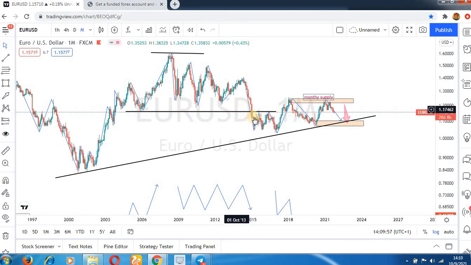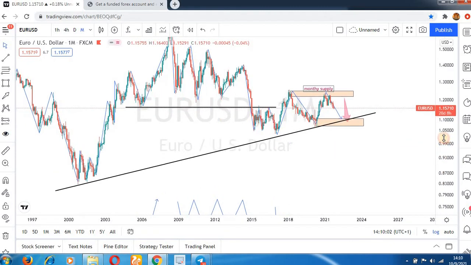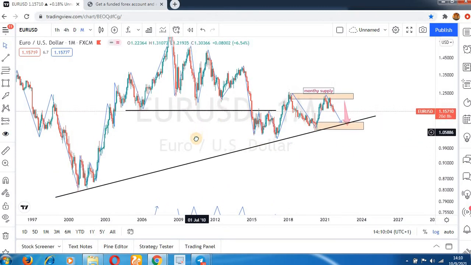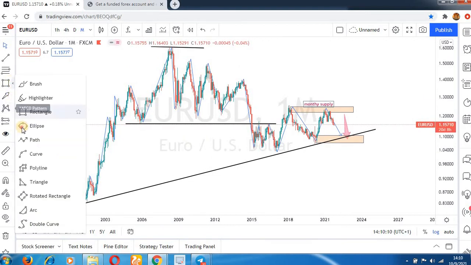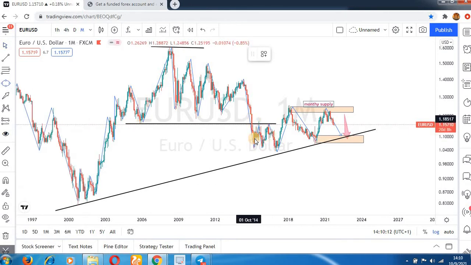Can you see my chart? There is a little bit of delay. Hold on. Let me use a circle to get it. So if you see the circle, you know you have it.